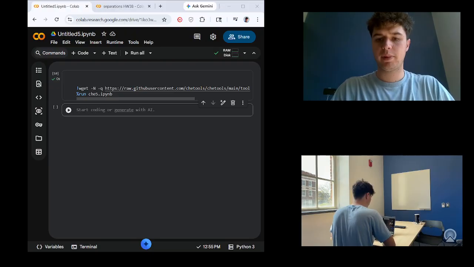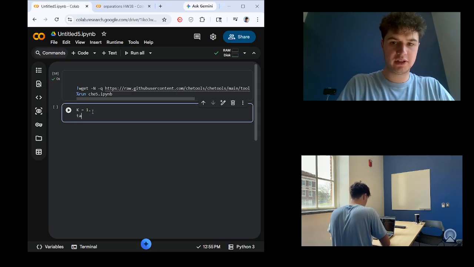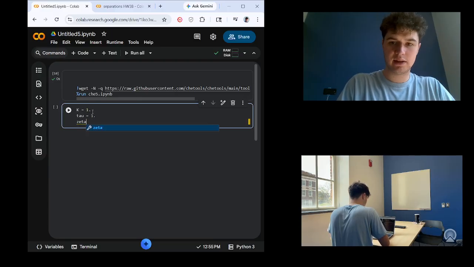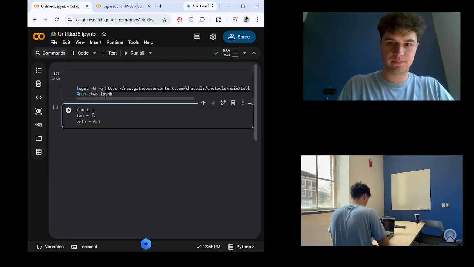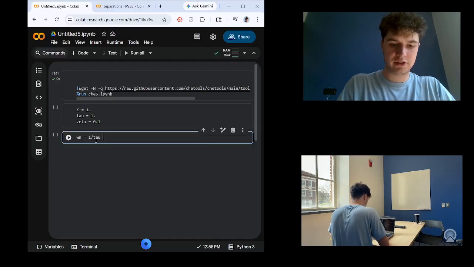All right, so as you can see, we're back in Colab, and I'm going to begin coding out this simulation. The first thing we want to do is label K, which is going to be 1. We also need tau, which is going to be 1. And then zeta, which is going to be equal to 0.2. Next line of code, we need our Wn value to be equal to 1 divided by tau. This is just our natural frequency.